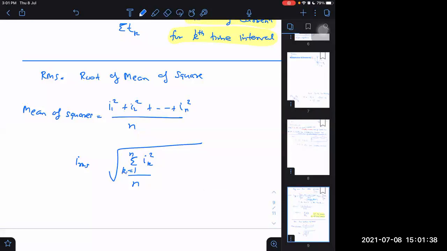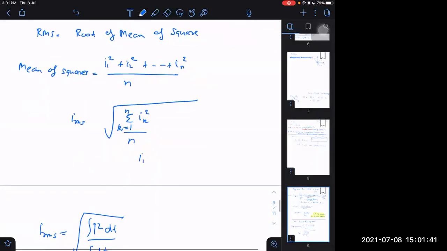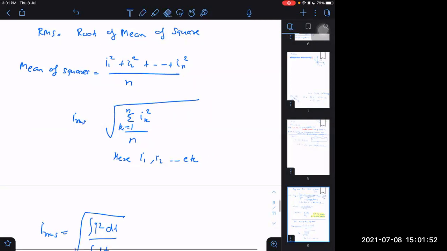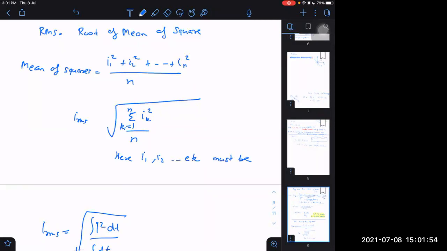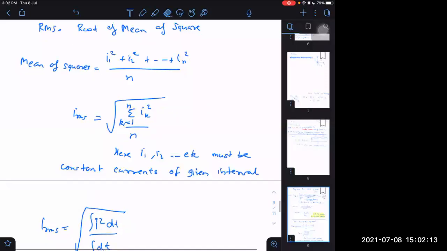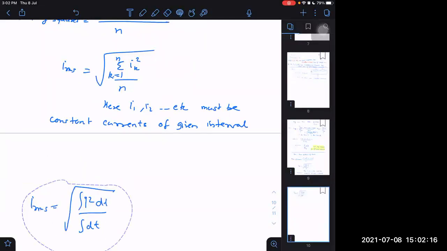But here in this particular case, remember, and it is very important to know, here I1, I2, etc. must be constant currents. This is not like average current of the first interval or average of the second. These must be constant currents of given interval, whatever given interval they are having. For that interval, this should be constant current. Then only this will be valid. It is somewhat different from the average currents formula.